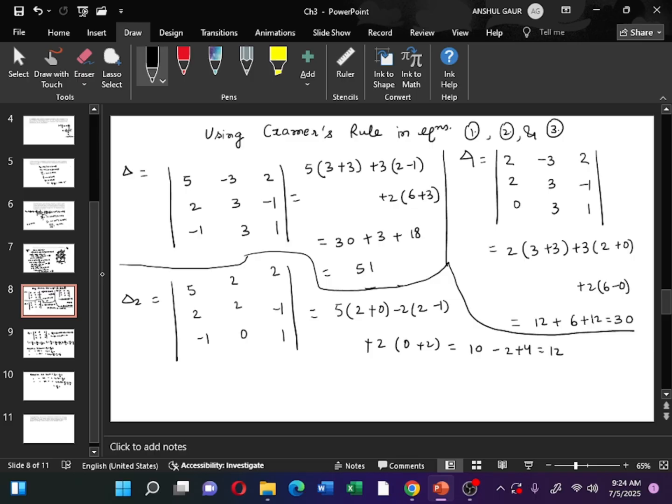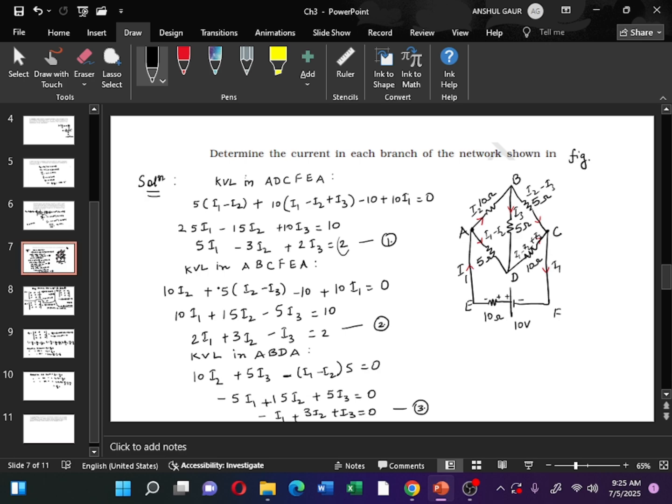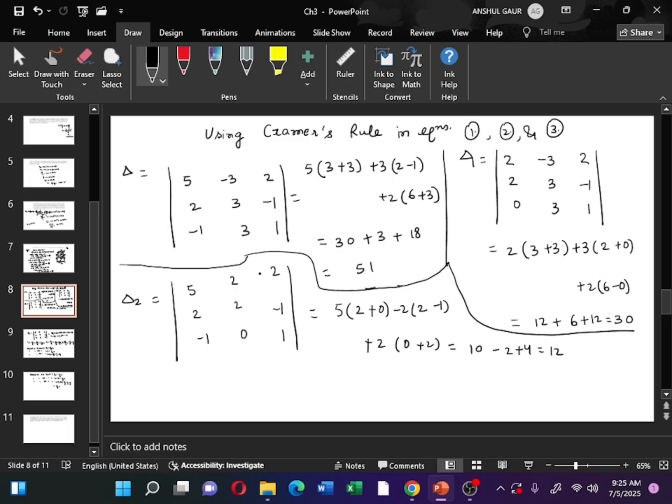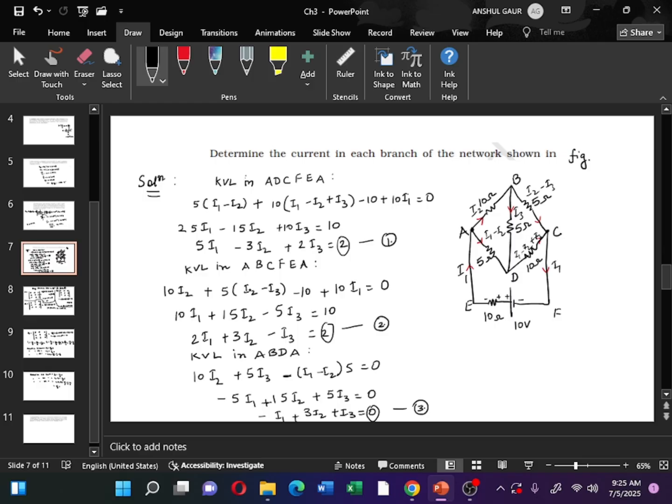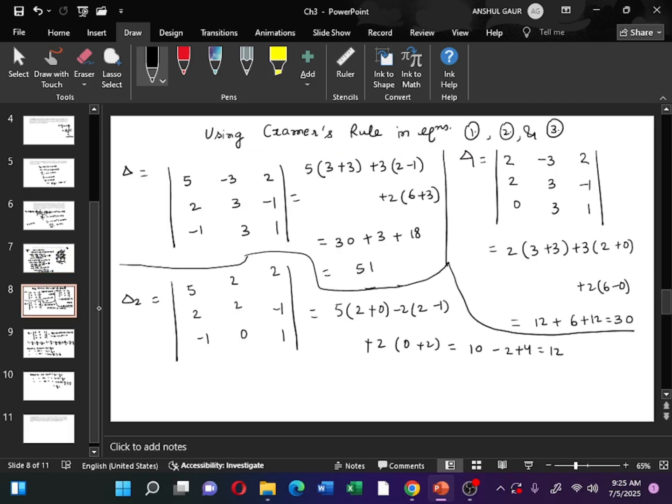Then we calculate delta 1. Delta 1 is obtained when the first column is replaced by the values on the right hand side of the equation. For example, the right hand side terms are 2, 2 and 0. So we write the first column as 2, 2, 0, and the rest of the terms according to the equations: minus 3 in the first equation, plus 3 in the second, plus 3 in the third, so minus 3, 3, 3, and then 2, minus 1, 1. After solving this we get the value as 30, and similarly we calculate delta 2 as well as delta 3.